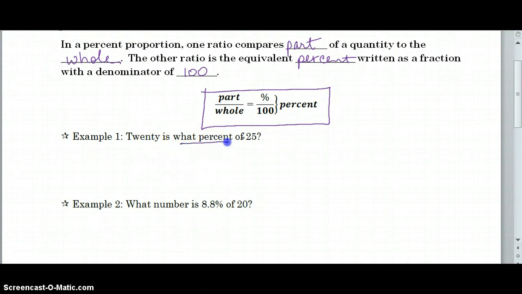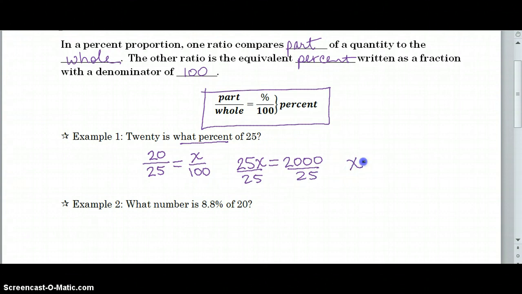20 is what percent of 25? So we're comparing 20, which is part of 25, and we want to know what percent that is. Whenever you hear the words what percent, you know the percent's what we're looking for. So X is going to be the part over 100. Then it's real simple. You just let the cross multiplication do the math for you. And you'll divide after you've multiplied, and you find out that X is 80. It didn't ask us what is X, it says what percent, so you need to write your answer as a percent. So the answer is 80%. 20 is 80% of 25.